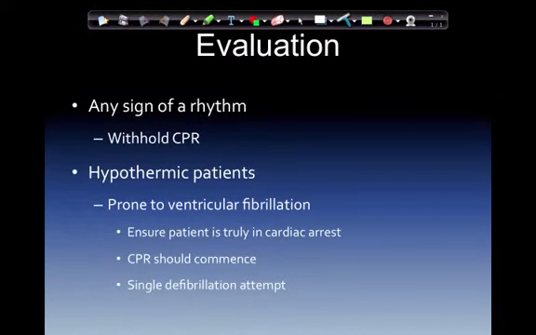Evaluation: with any sign of a rhythm, withhold CPR. Hypothermic patients are very prone to ventricular fibrillation. Ensure that the patient is truly in cardiac arrest. Take a carotid pulse for at least a minute. CPR should commence and be continued until the patient is delivered to the hospital or the rescuer is fatigued. A single defibrillation attempt may be ordered. Further attempts at defibrillation should be withheld until the patient is rewarmed.